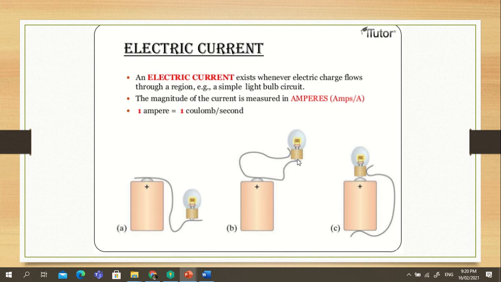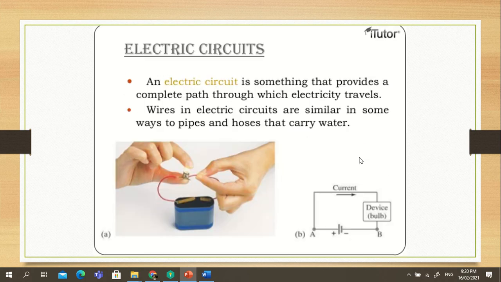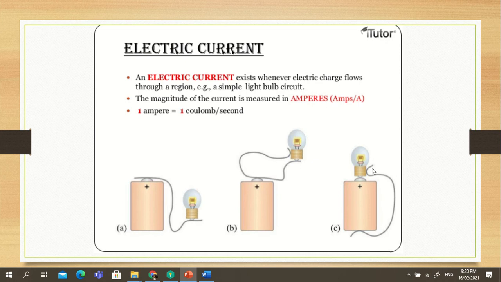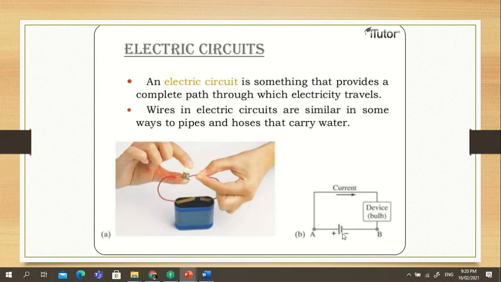So in this case there's no complete path from the source up to this light bulb. So in these two cases, the light will not be on. In this case, there will be a complete path of the electrons, electricity, so the bulb will light up. So this part, part C, could be represented in what we call a circuit.